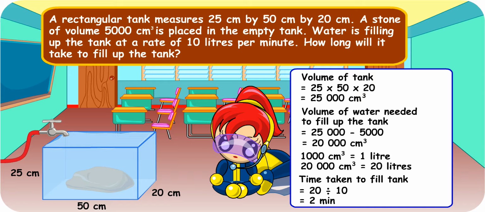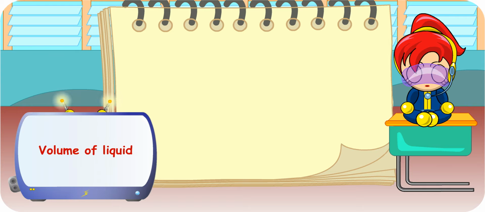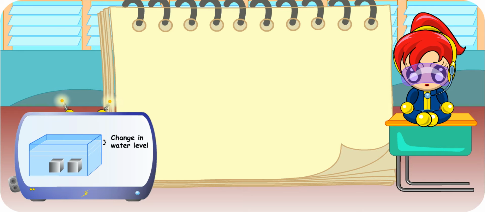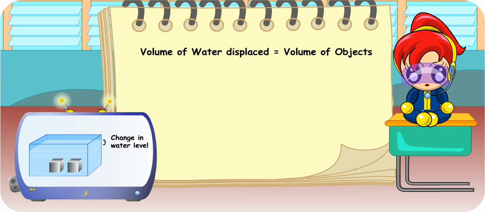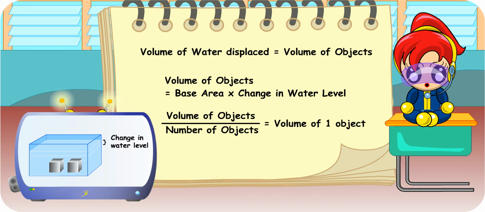Good work, Turbo Girl. Let's summarize today's lesson. What have you learned today? I have learned that when objects are placed in a container of water, some water is displaced. The volume of the water displaced is the same as the volume of the objects that are placed in the water. So, to find the volume of the objects, I multiply the base area of the tank by the change in the water level. If more than one of the same object are placed into the tank, I can find the volume of one of the objects by dividing the volume of objects by the number of objects.